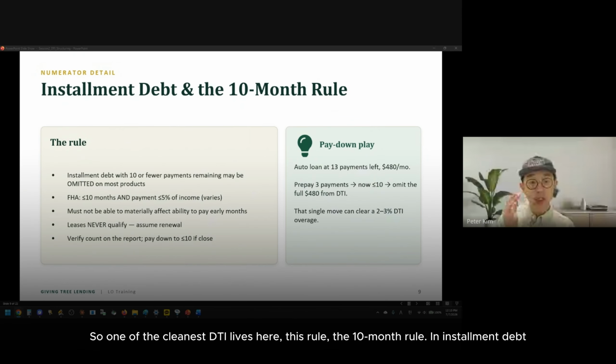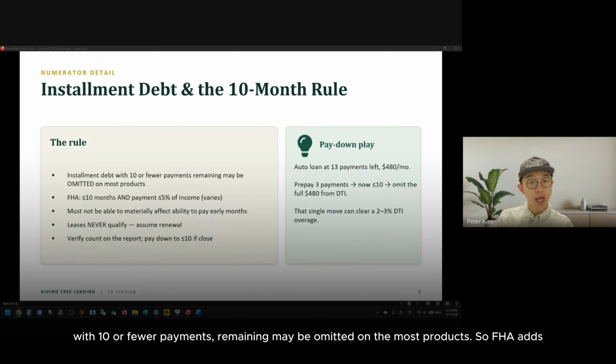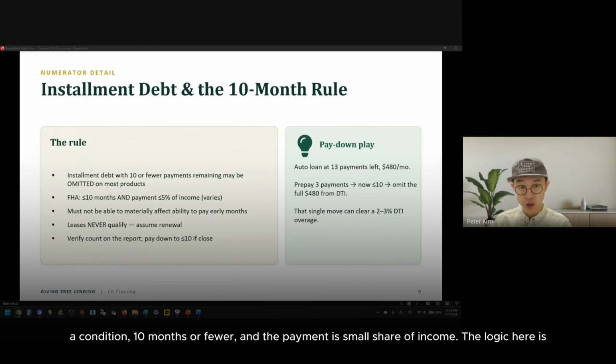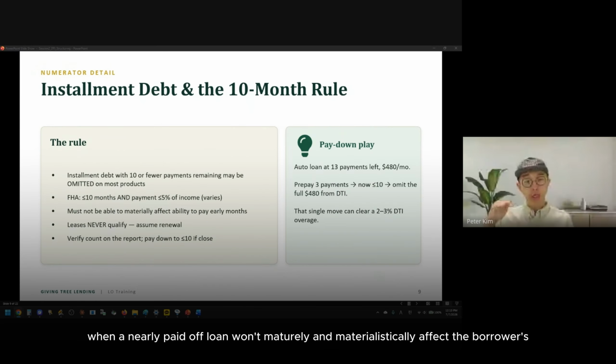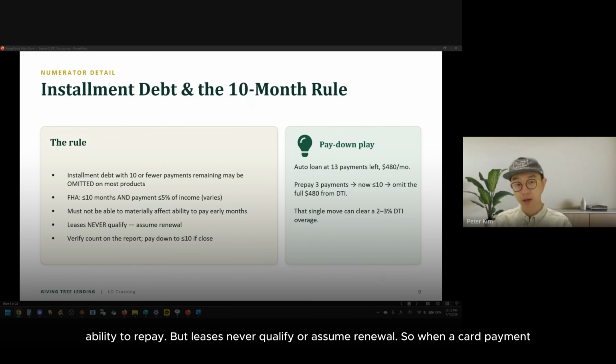So one of the cleanest DTI levers is the 10-month rule. Installment debt with 10 or fewer payments remaining may be omitted on most products. FHA adds a condition: 10 months or fewer, and the payment is a small share of income. The logic here is that a nearly paid-off loan won't materially affect the borrower's ability to repay. But leases never qualify; assume renewal.